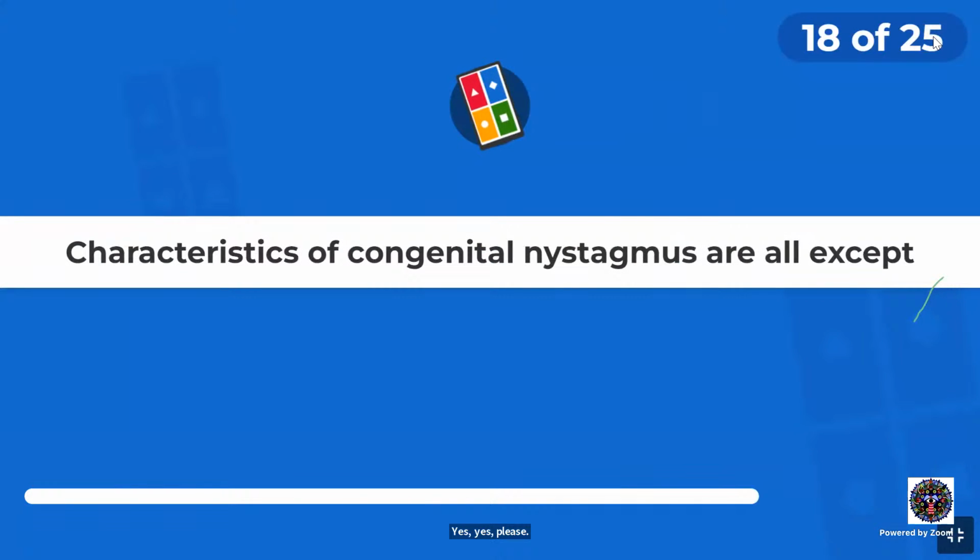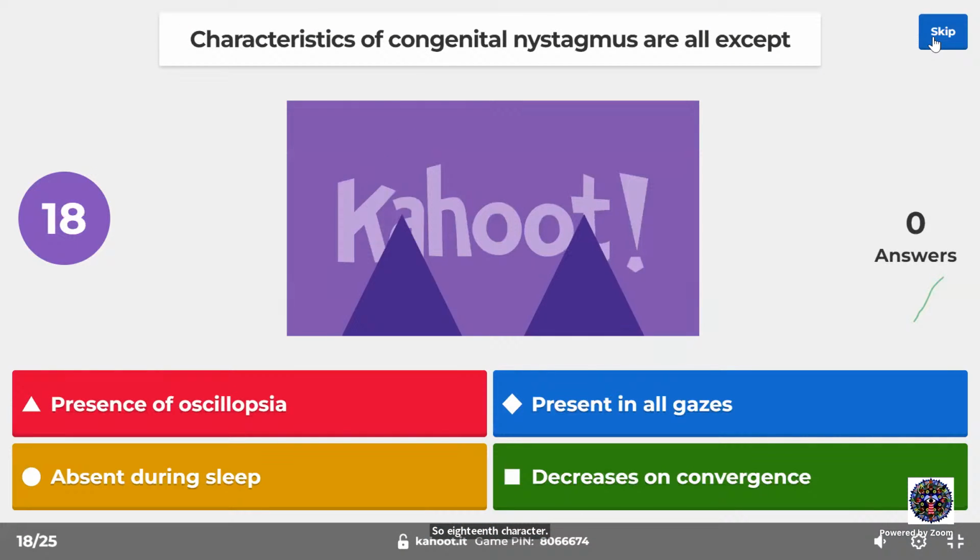The 18th question: the characteristics of a congenital nystagmus are all except: presence of oscillopsia, absent during sleep, present in all cases, and decreases on convergence.